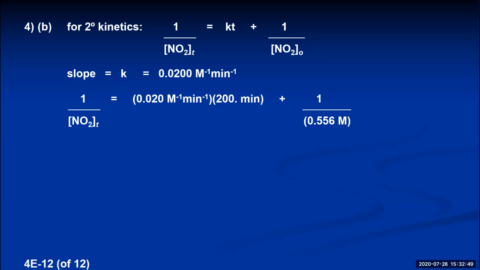It's 0.556 molar, so we plug that into the very right side of the equation. So I'll be able to solve for the reciprocal of the concentration of NO2 at time t by going 0.020 times 200, then adding 1 over 0.556. If I add up the entire right side of the equation, it comes out to be 5.8 molar to the minus 1. So that equals the reciprocal of the NO2 concentration. If I take the reciprocal of both sides of this equation, I'll get the concentration of NO2 at time t equals 0.17 molar, and that's going to be the concentration of the NO2 after the reaction is run for 200 minutes.